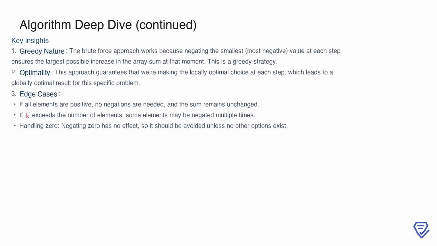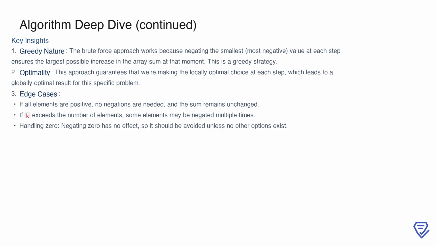The effectiveness of this approach relies on its greedy nature. By always targeting the smallest, and therefore the most negative, value for negation, we ensure the largest possible increase in the array's sum at each step. This local optimization leads to a globally optimal result for this problem.